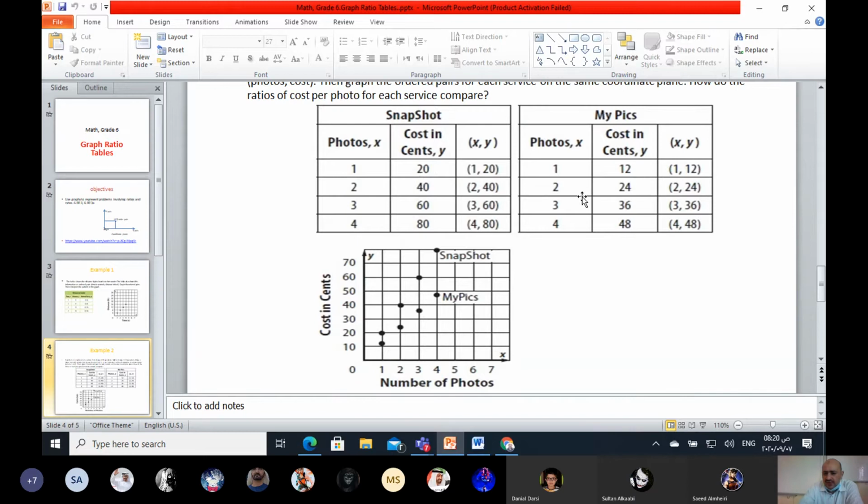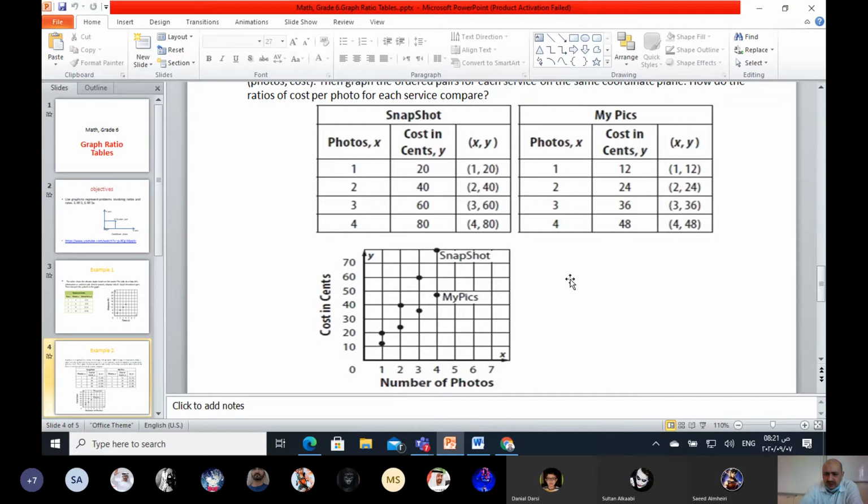The next table also has photos x and cost y. One photo, the cost is 12, so I can write (1, 12). 2 photos, the cost 24, so I can write (2, 24). 3 photos, the cost 36, so I can write (3, 36). 4 photos, the cost 48, so I can write (4, 48). To draw the first point, 1 in the x, and the 12 in the y will be here. So this is the first point.